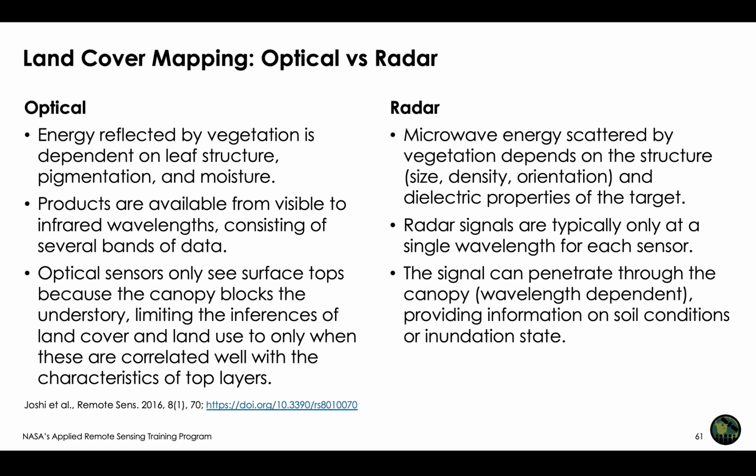With radar data, microwave energy scattered by vegetation depends on the structure, which is the size, density, and orientation, as well as the dielectric properties of the target. Radar signals are typically only at a single wavelength for each sensor. The signal can penetrate through the canopy, which is wavelength dependent, providing information on soil conditions or inundation state.